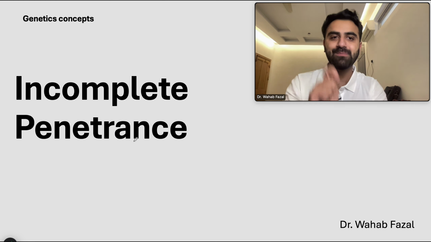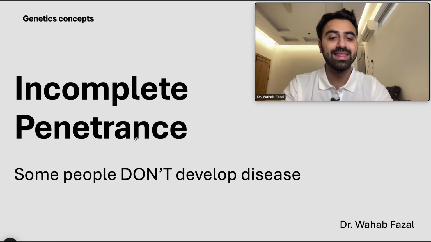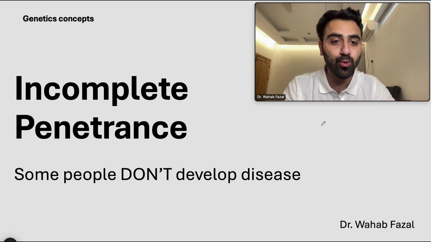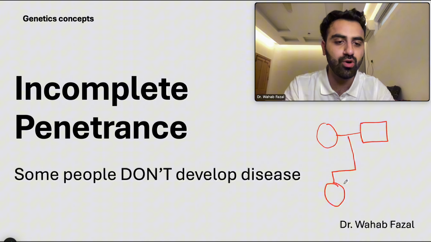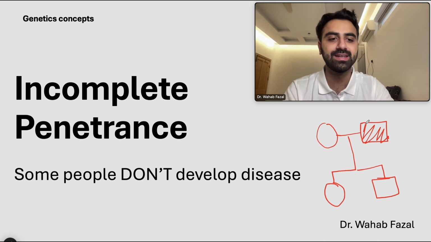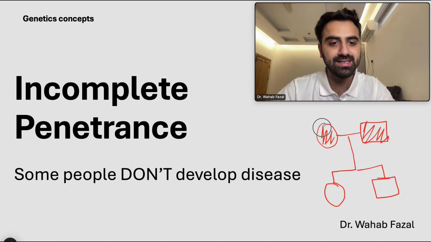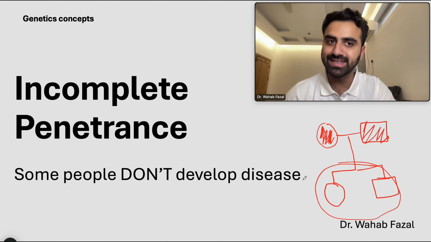Then incomplete penetrance. Incomplete penetrance is very important. What does this mean? That means that even if you do possess the gene, let's say this is the mother, this is the father, and they pass this gene on to both their kids. So let's say the father is diseased and the mother is diseased, right? And then none of their kids are diseased. Even though this is a genetic hereditary disease, none of their kids have the disease. This is the concept of incomplete penetrance.